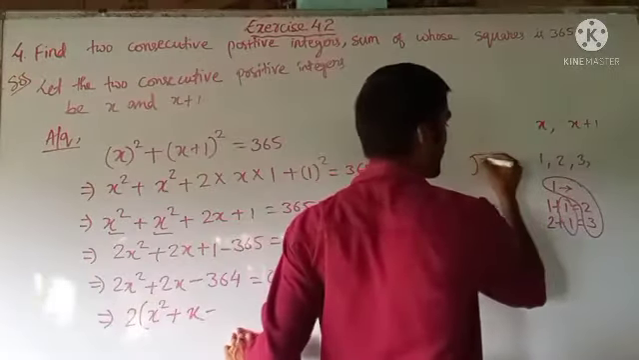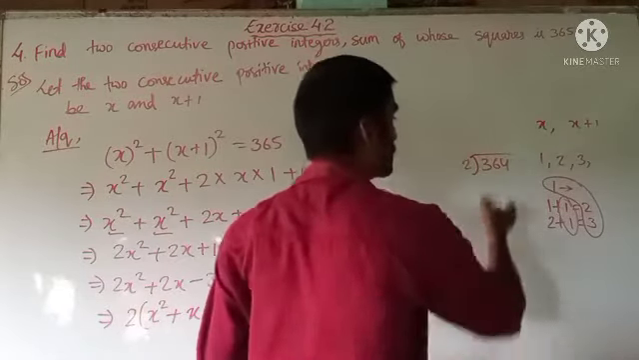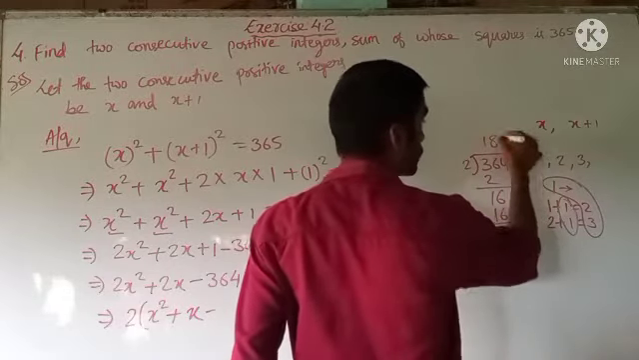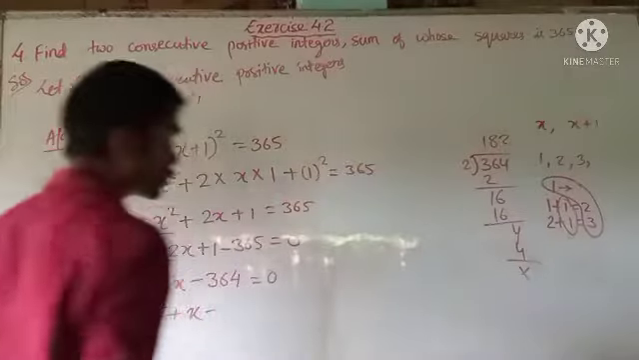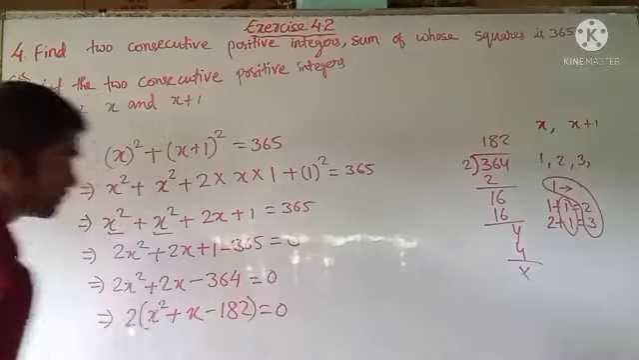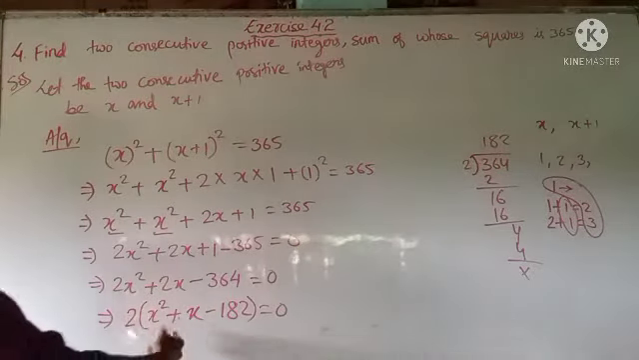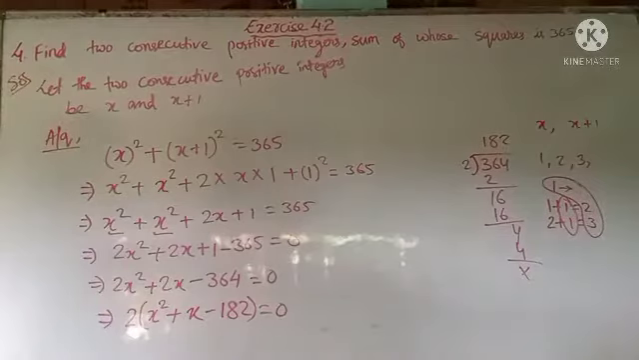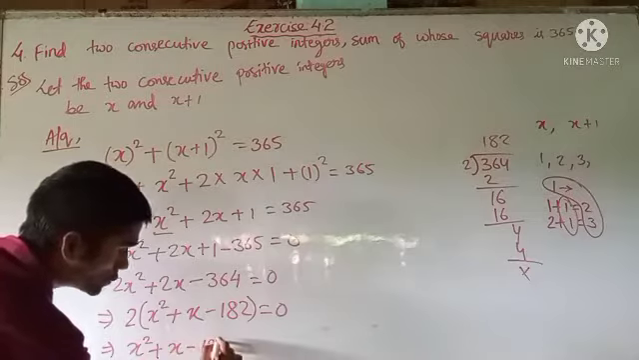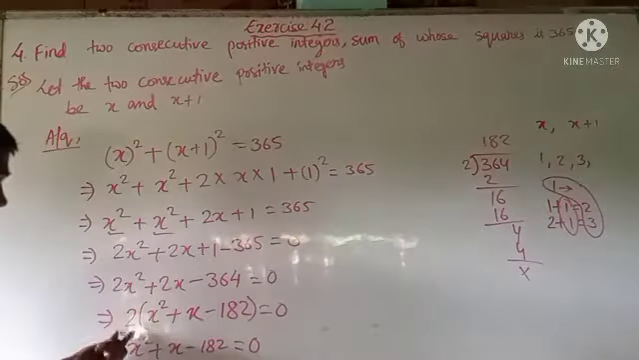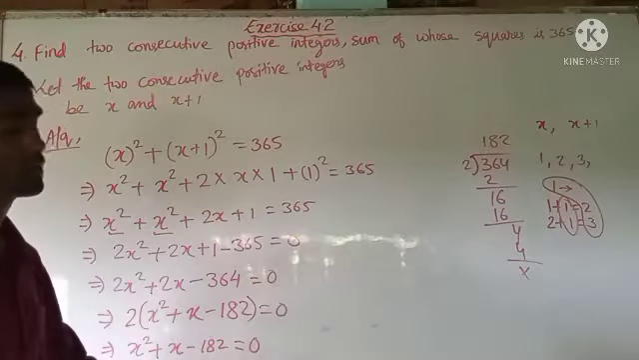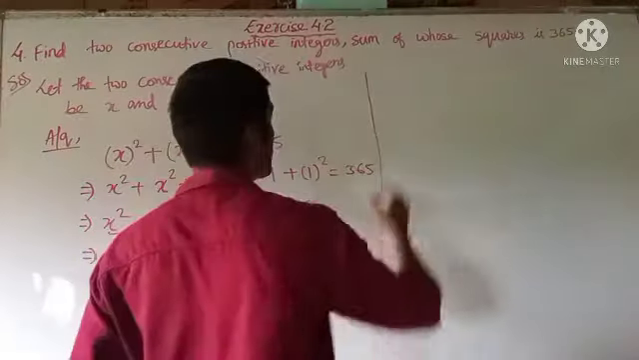Now from 364 if we are taking 2 common, then what will we get here? So we will divide 364 by 2. 2 ones are 2, 1, 6, 2 8s are 16, next 4, 2 2s are 4. So we got here 182, is equal to 0. Now this 2 is multiplied here. When we are transferring it to the other side, it will change into divide. So x square plus x minus 182 is equal to 0.